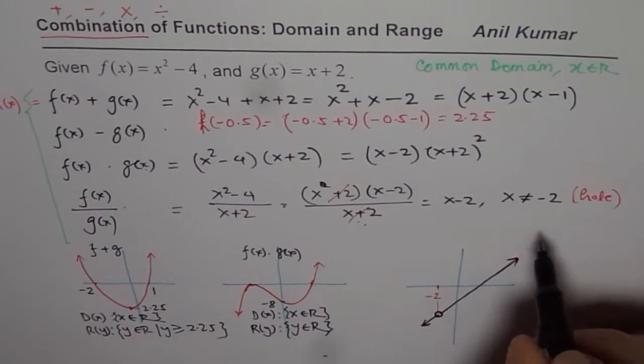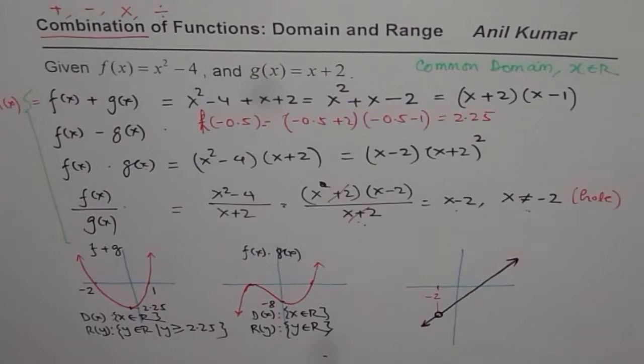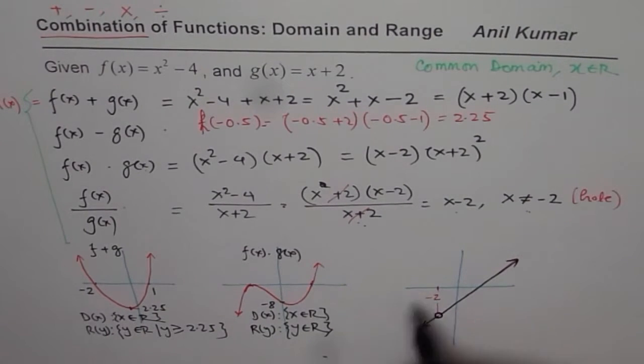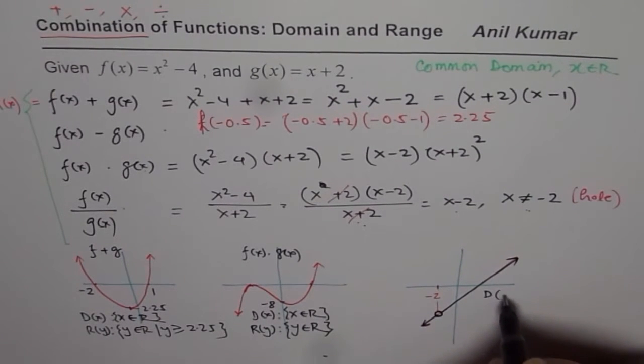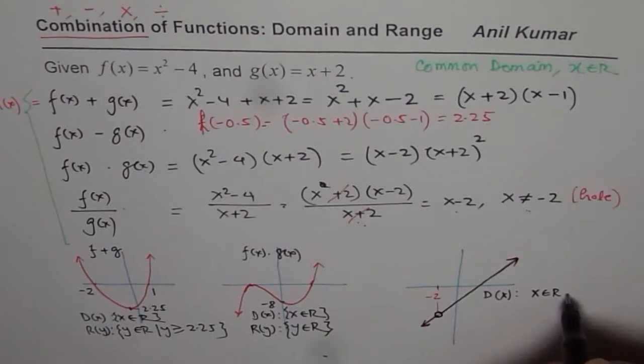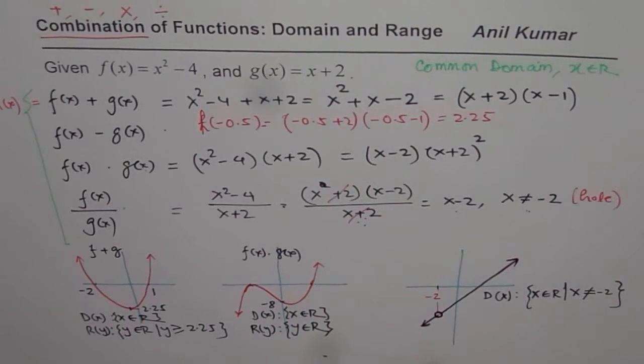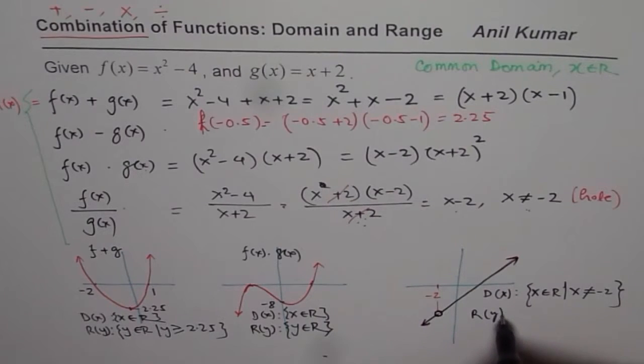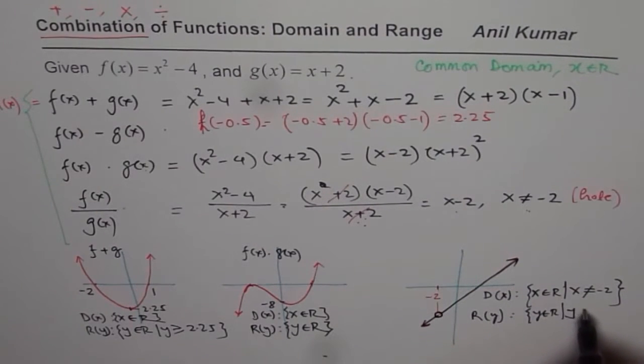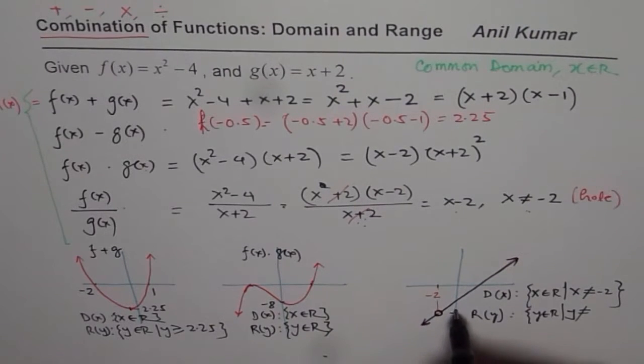So it is different from x minus 2. It has a restriction, right? Now, from here, we can write the domain as x belongs to real numbers, where x is not equal to minus 2. You get the idea, right? So that is the restriction. And as far as the range is concerned, range is y belongs to real numbers, but y is not equal to, the value is minus 4, right? It's minus 4.